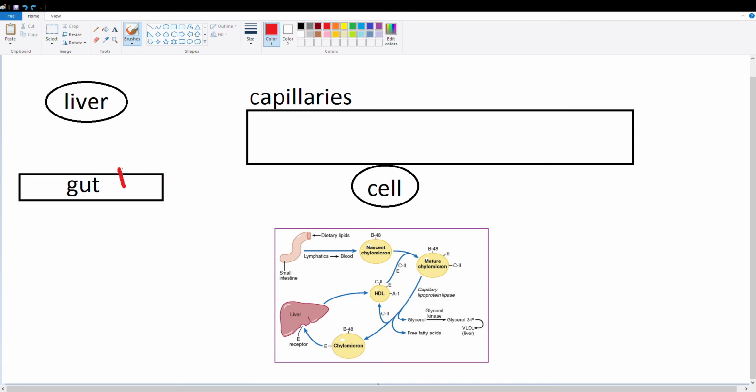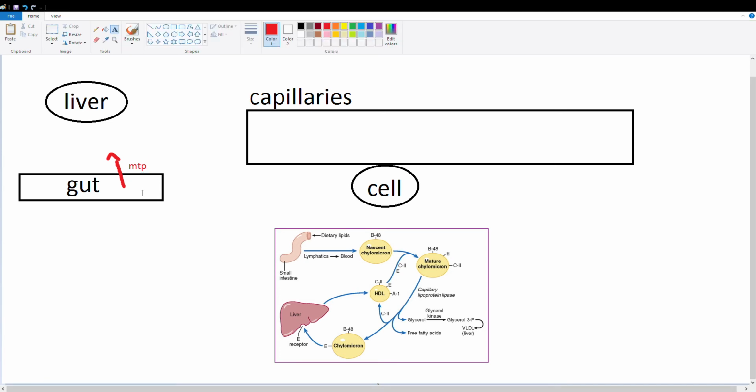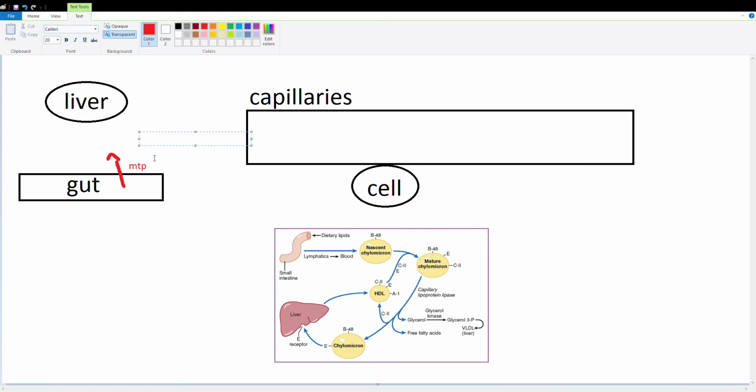So to get out of the gut, you need to first go into the lymphatics. And the body does this by using a protein called MTP, or microsomal transfer protein. This protein is very important because it not only helps to move chylomicrons out of the gut and into the lymph, it also adds a lipoprotein onto the chylomicron called ApoB48. And this is very important.